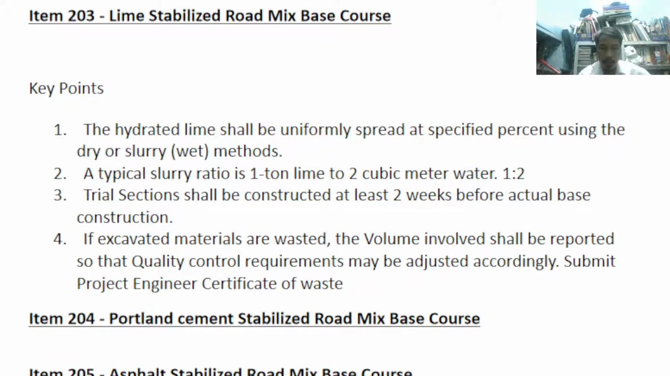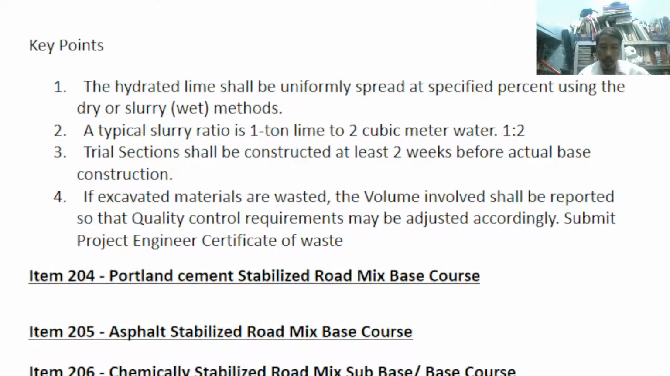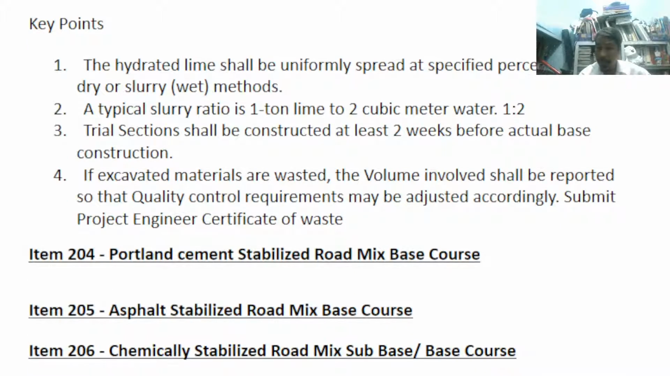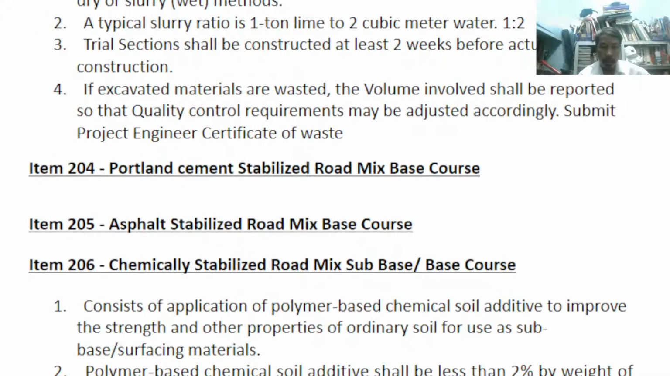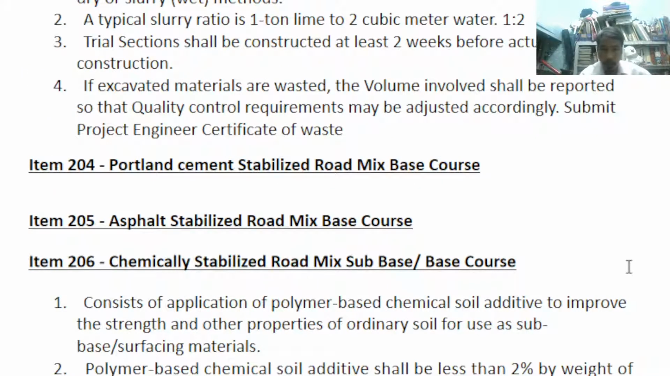So next is item 204, Portland cement stabilized road mix course. There is nothing under this. 205, there is nothing under this, asphalt stabilized road mix base course. Item 206 is about chemically stabilized road mix sub-base base course. Chemically stabilized: cement stabilized, asphalt stabilized, chemically stabilized.